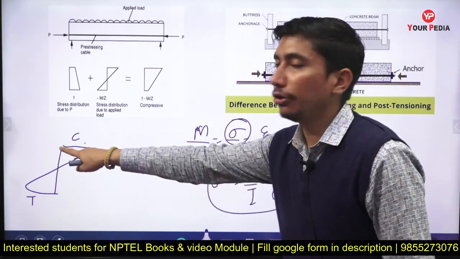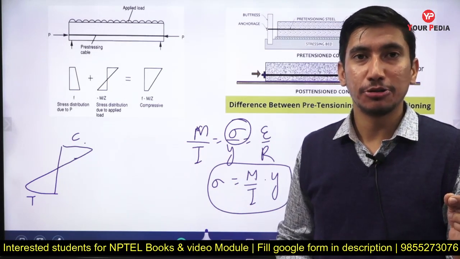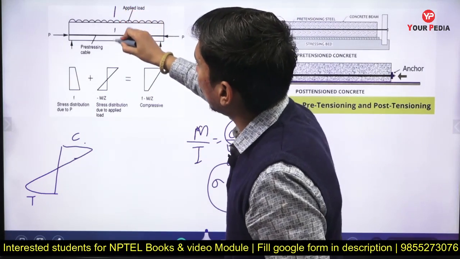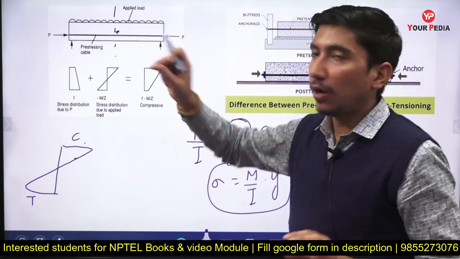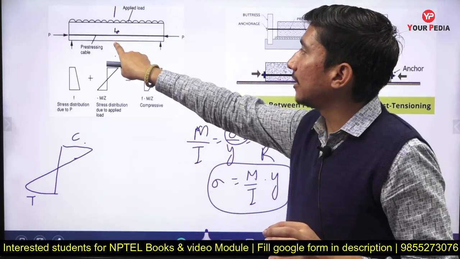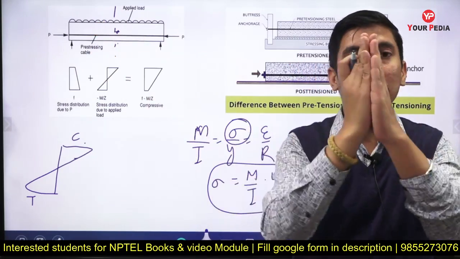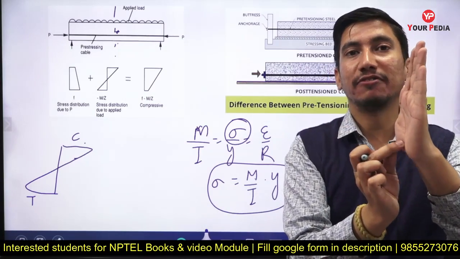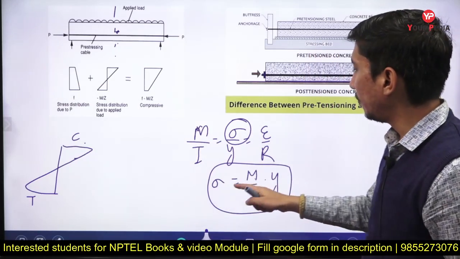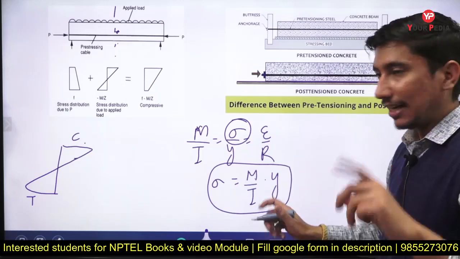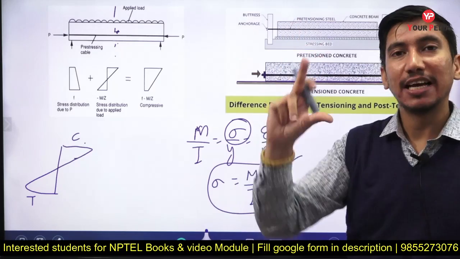Bending stress at any location you can find from this formula, where M is the bending moment at that location. If I am going to find it at the center, the bending moment will be maximum. So what amount of stress will come at the soffit of the beam, at the midpoint of the beam, at the bottom fiber? For that I put y equal to half the depth, y equals d by 2.